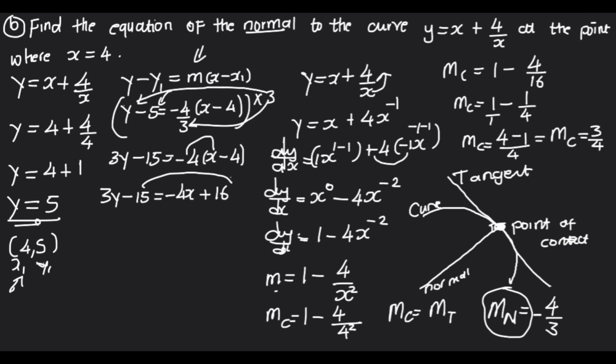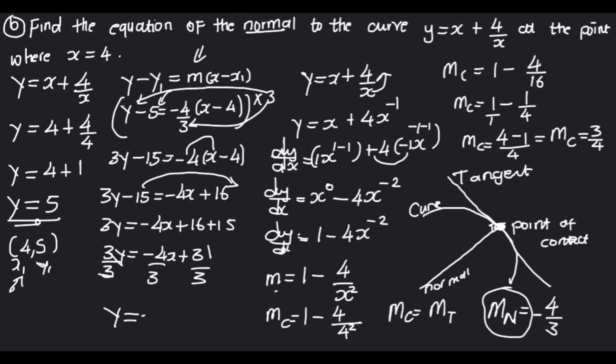So let's now move this to this side. We have 3y is equal to negative 4x plus 16 plus 15. So 3y is equal to negative 4x plus 31. So we can leave our answer at this, or if you want, we can divide by 3, here by 3, also here by 3. So our final answer is y is equal to negative 4 over 3x plus 31 over 3. So this is the equation of the normal.